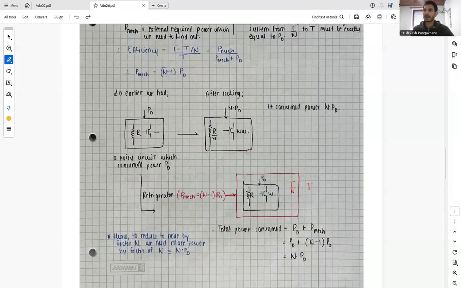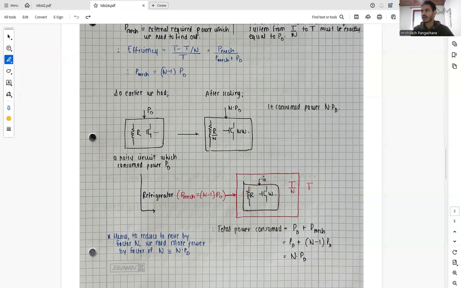And now coming to the concept we are trying to discuss, let's put that circuit in a refrigerator. From the formula we derived just now, we will need a P mech of N minus 1 times PD from outside to control the refrigerator. So we will push heat from T by N to T using this power, and we can maintain the required temperature for our circuit.